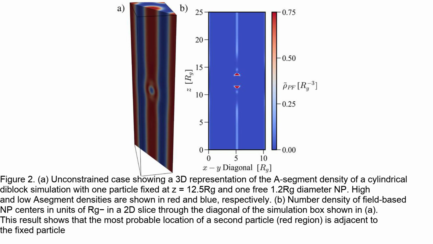Unconstrained PMFs for bare NPs in cylindrical diblock copolymer domains. The PMFs are generated from simulations with one explicit NP and one field-based NP. The A-segment density in 2D slices through the simulation box is shown to illustrate the location of the NPs.